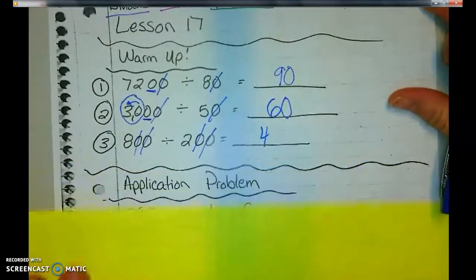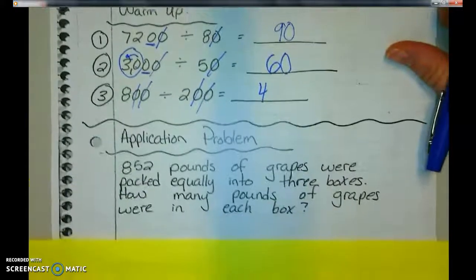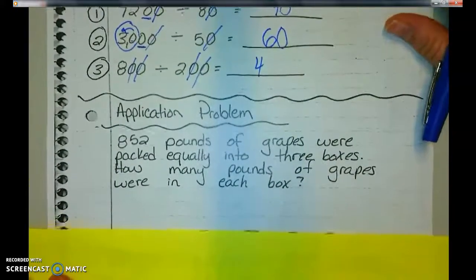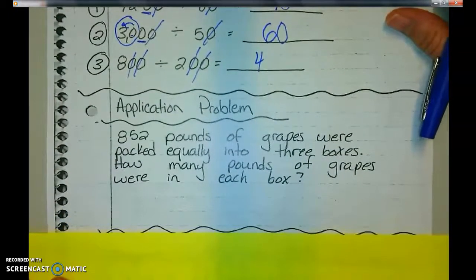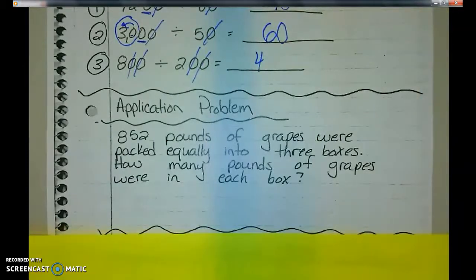Now I'm going to jump down. We're going to do an application problem this morning. Okay, we're going to do an application problem. You do not have to write this down if you do not want to. It's not my goal that you guys copy everything down. It's my goal that you guys focus on the math work.